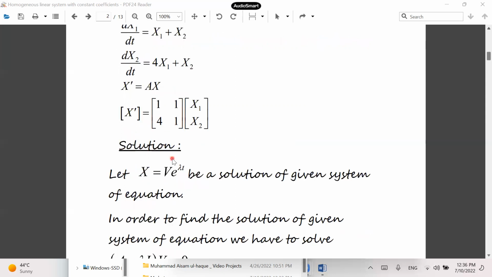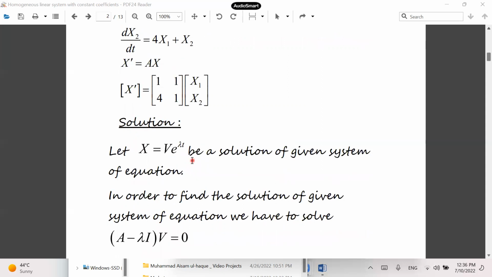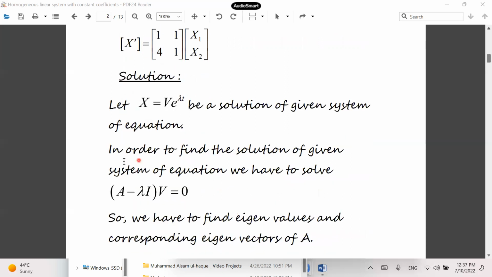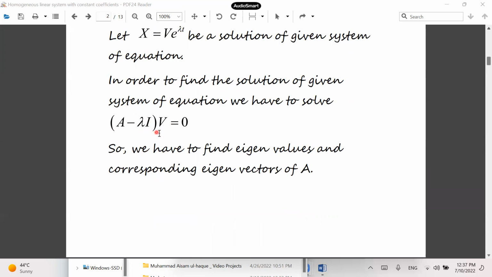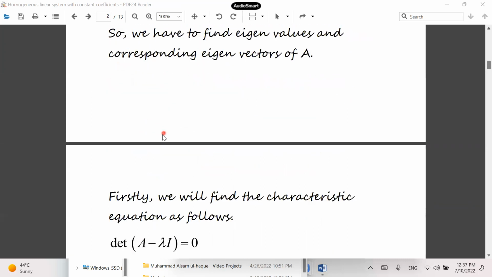After that, to find the solution, we suppose that the solution of the given system of equations is of this form: x = v e^(λt). In order to find the solution, we have to solve (A − λI)v = 0, where λ is the eigenvalue and v is the corresponding eigenvector. So we have to find λ as well as the eigenvector v.